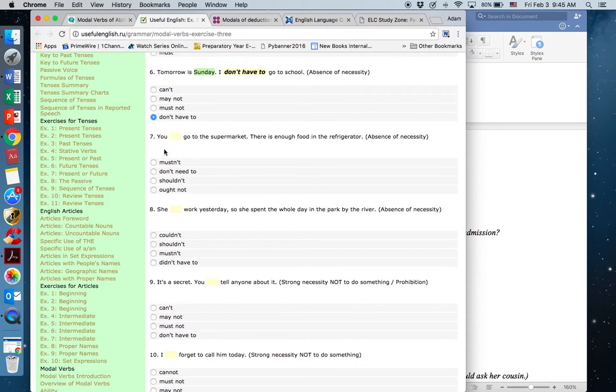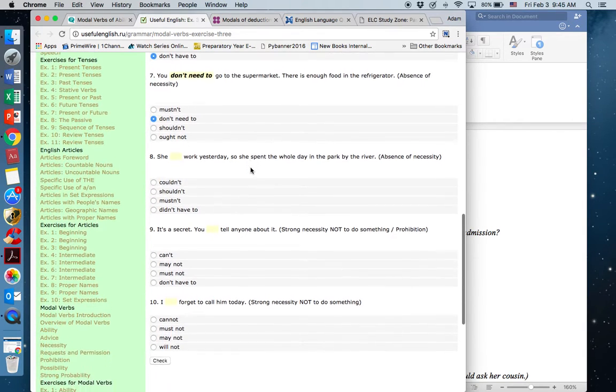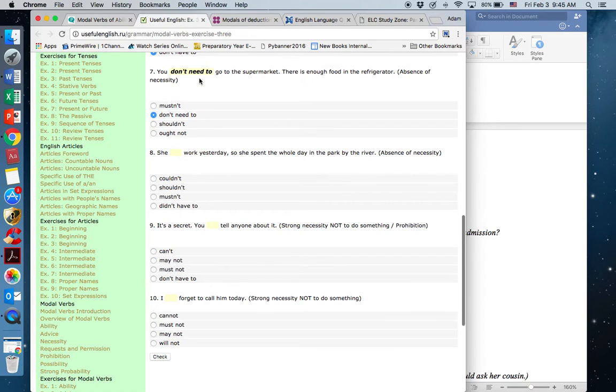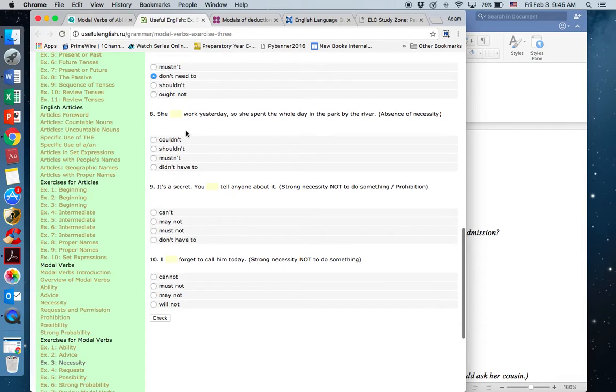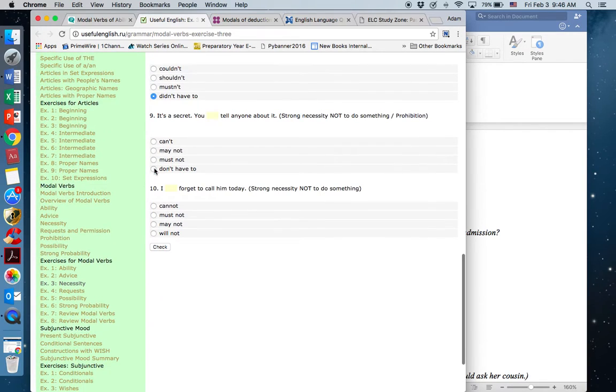You blank go to the supermarket. There's enough food in the refrigerator. You don't need to, or you don't have to. Right? You don't need to. This is not really the lesson we're looking at. You don't have to go. It's better. She blank work yesterday, so she spent the whole day in the park by the river. She didn't have to go. She didn't have to work.